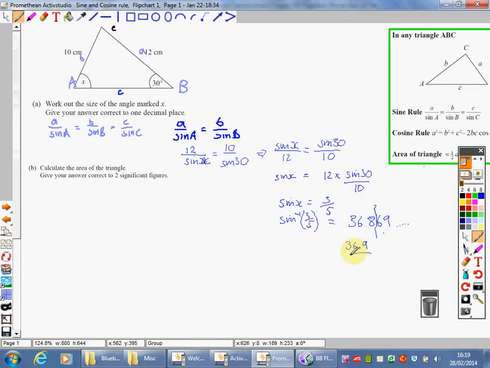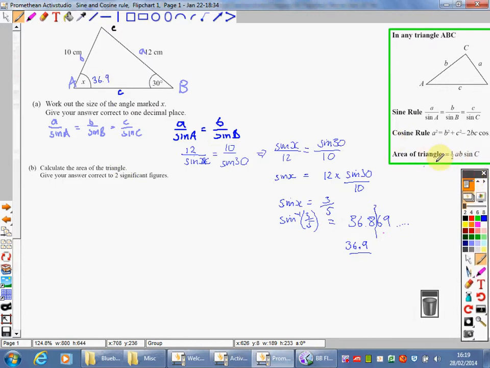Gone a bit all over the board there. Never mind. In the exam you get a lot more room below here. I've just squashed this part b up to make it fit on. I'm now going to write that information on the triangle because I know it, 36.9. Okay, part b, calculate the area of the triangle. Well, area of a triangle, using the formula here, is area equals a half ab sin C. So area equals a half ab sin C.